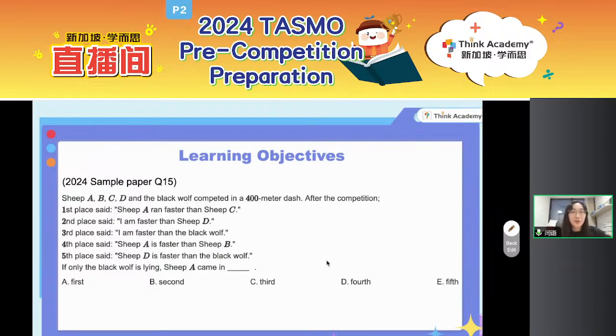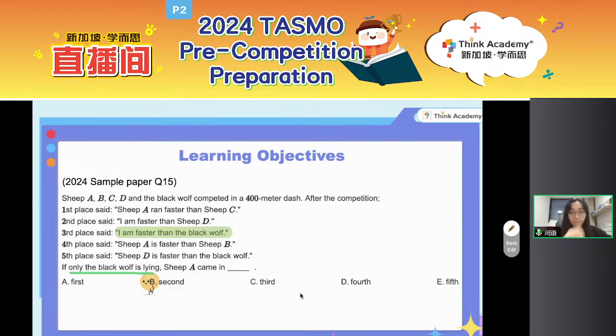This is question 15 in the 2024 sample paper. Ship ABCD and the black wolf competed in a 400-meter dash. After the competition, okay, again, according to their sayings, let's try to find some clues. According to the question, we know that only the black wolf is lying. So maybe we just start from the saying that is related to the black wolf. Now, everyone, let's have a look. The third place said, I am faster than the black wolf. So actually, what can we get? What can we get from this sentence?